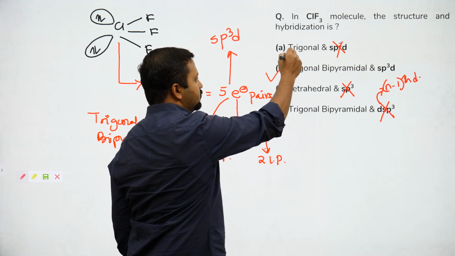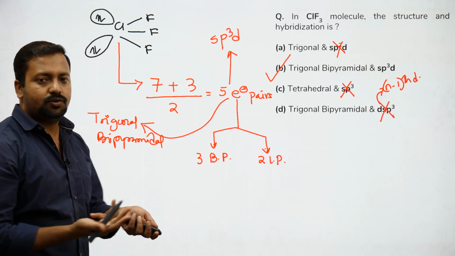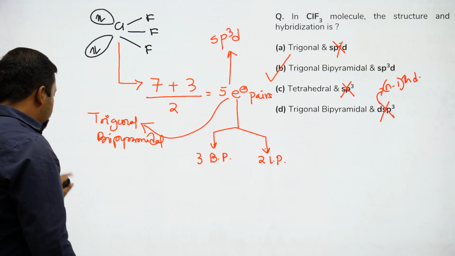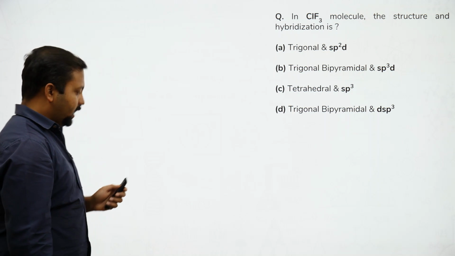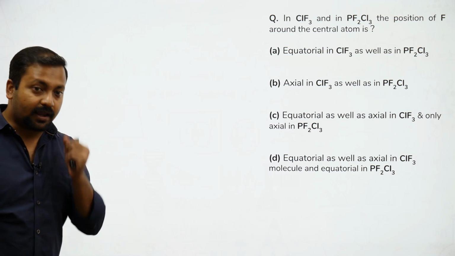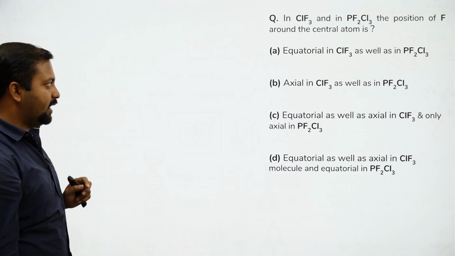The correct answer is B. Easy question, takes about 30 seconds to solve, even 15 seconds. Okay, next. So let's take the next question. The next question is slightly tricky. ClF3 and PF2Cl3, the position of fluorine around the central atom is.